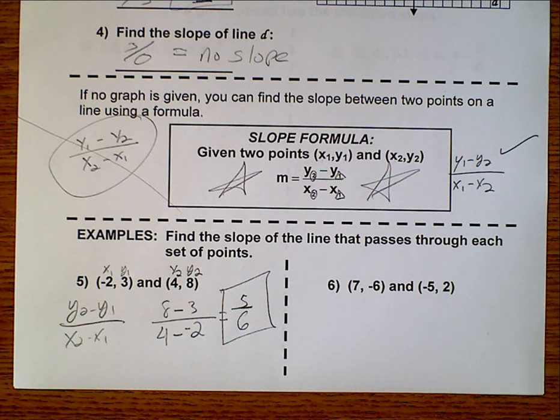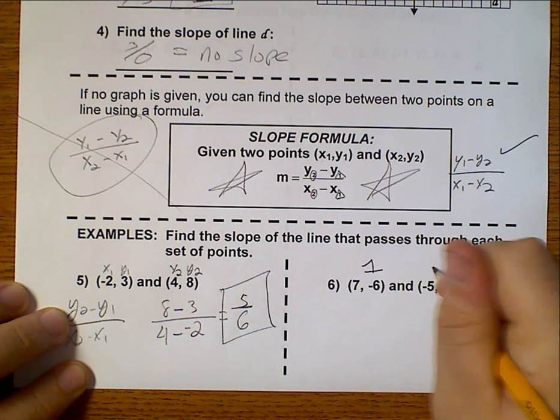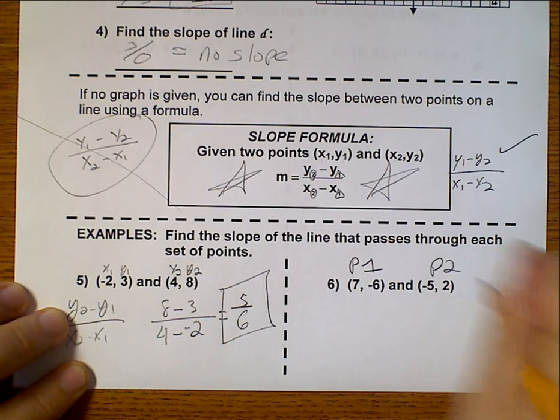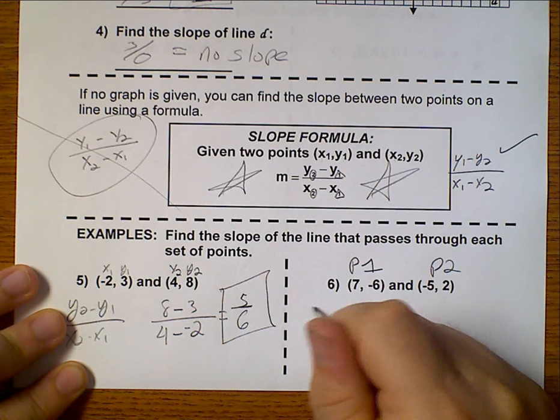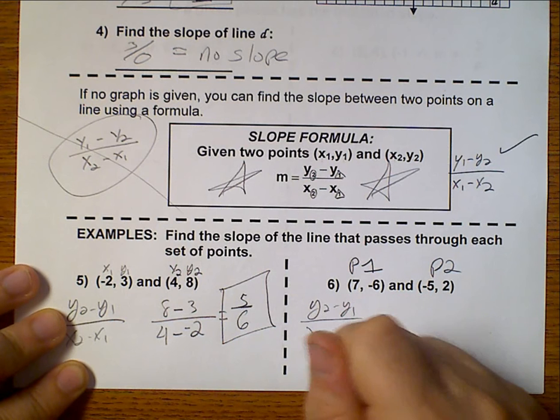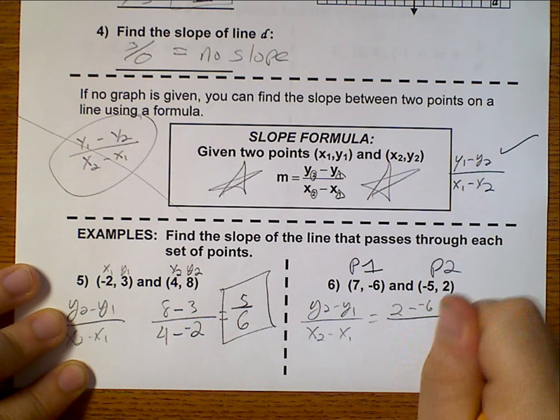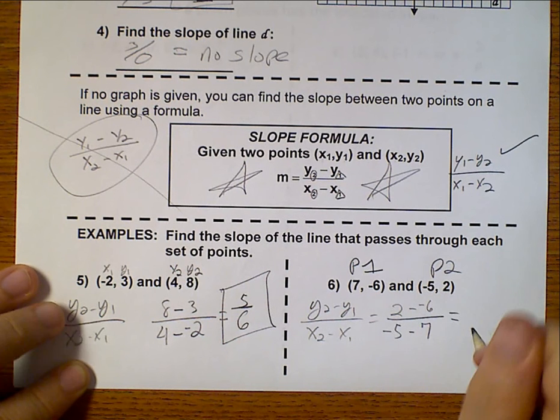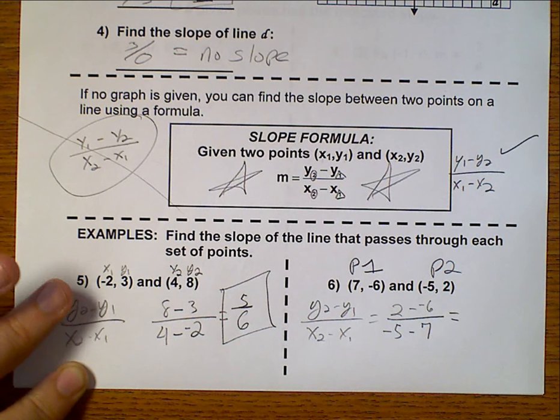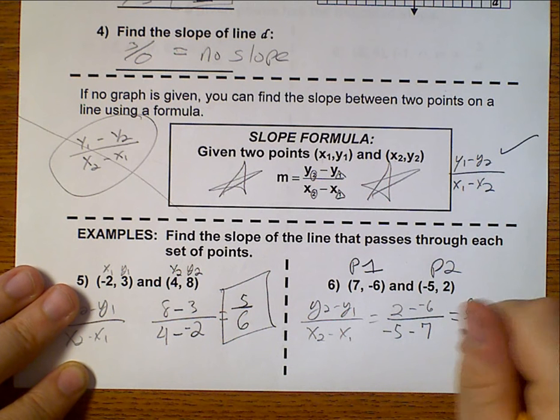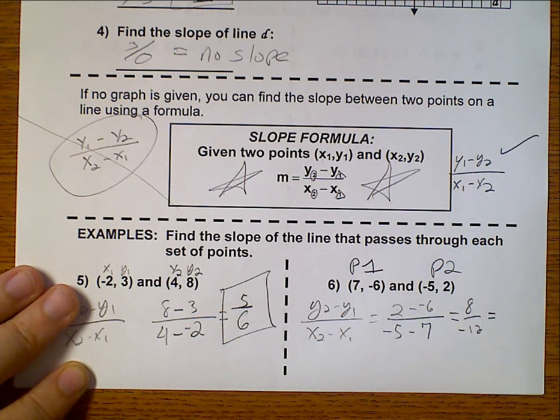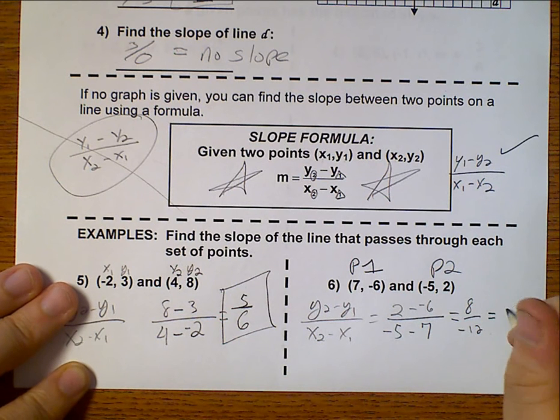Move on to example number 6. This is point 1. This is point 2. And so y2 minus y1 over x2 minus x1. So we get 2 minus a negative 6 over a negative 5 minus 7. Well, 2 minus negative 6 is 8. And negative 5 minus 7 is negative 12. That will simplify. I can divide them both by 4 and get negative 2/3.